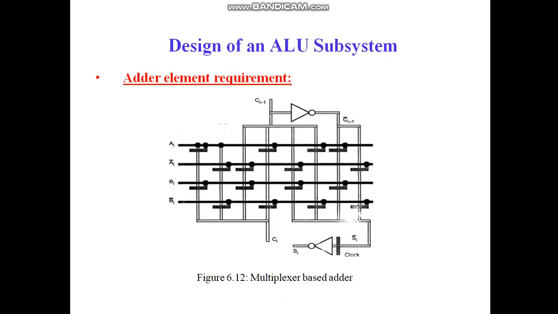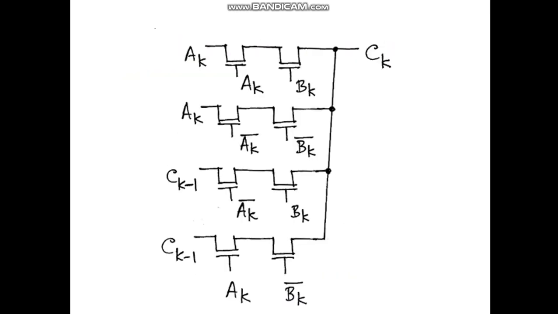For the next combination, when AK is 0, BK is 1, the third row gets enabled. So CK will be same as CK minus 1. And for the last combination, when AK is 1, BK is 0, the fourth row gets enabled. CK is same as CK minus 1.